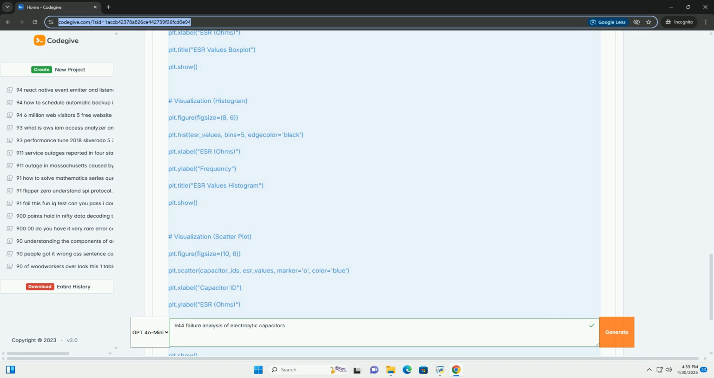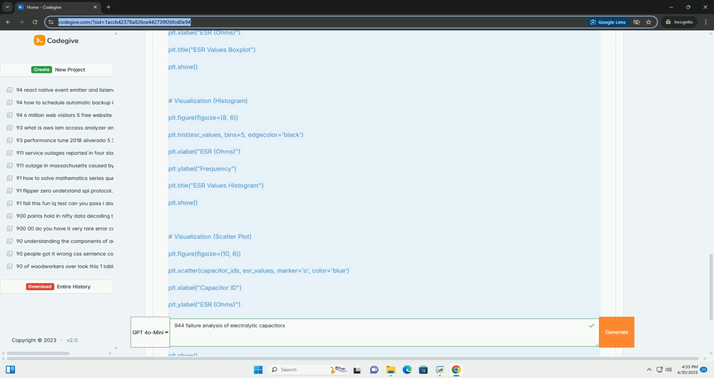How to use the code. 1. Install libraries. If you don't have them already, install the necessary Python libraries. 2. Replace sample data. Replace the capacitor IDs and ESR values lists with your actual capacitor IDs and ESR measurements. 3. Run the code. Execute the Python script. It will print the statistics, identify potential outliers, and display the plots.